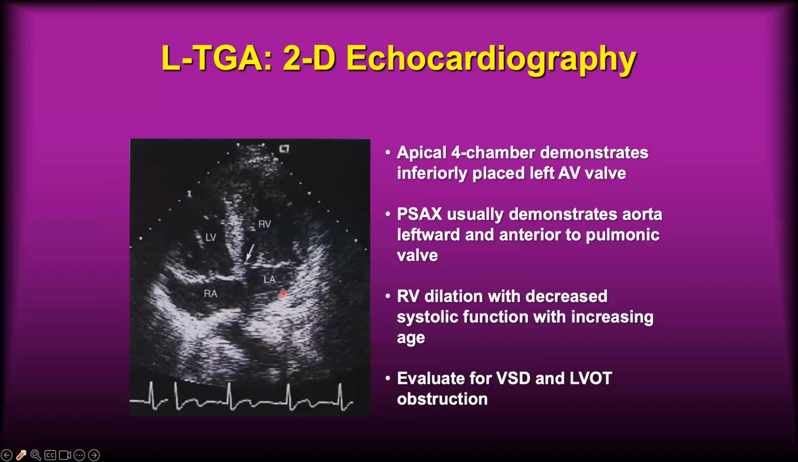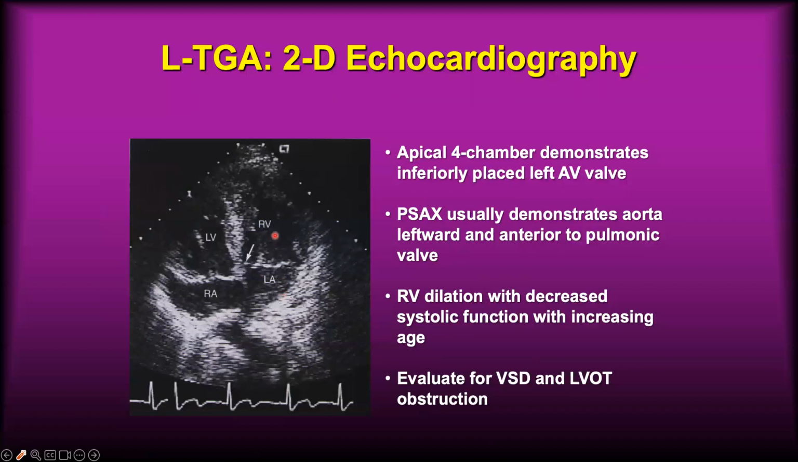Is there a condition that'll give you an inferiorly placed mitral valve? So you see this, yes, you see this. All right, so the RV function is going to get bad. So that's a problem. The RV function is going to get bad.